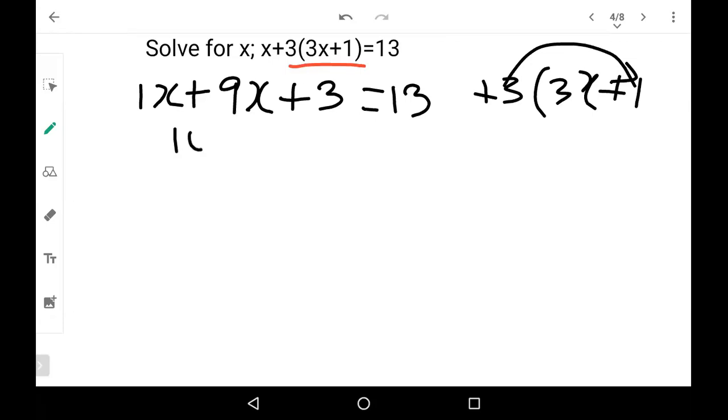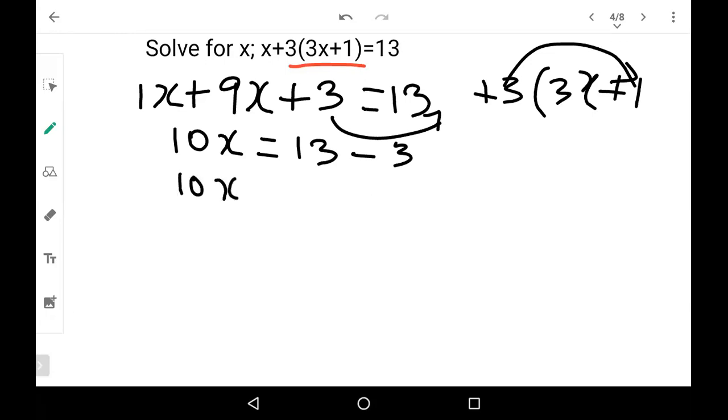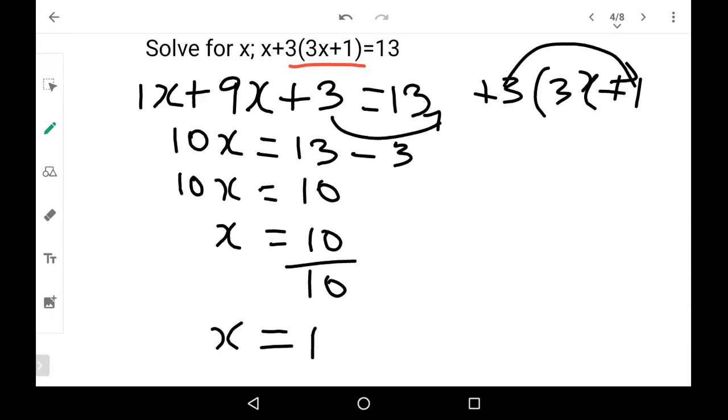10x. Good. So 10x is equal to, now what I'm going to do is I'm going to take this 3 to the other side. So it will become 13 minus 3. Okay. So next is 10x is equal to 13 minus 3 is 10 again. So x is equal to 10 divided by 10 and x is equal to 1. Good. Many of them have got the answer. Very good. Good try.